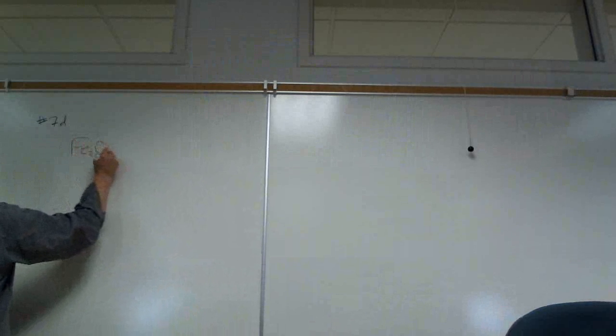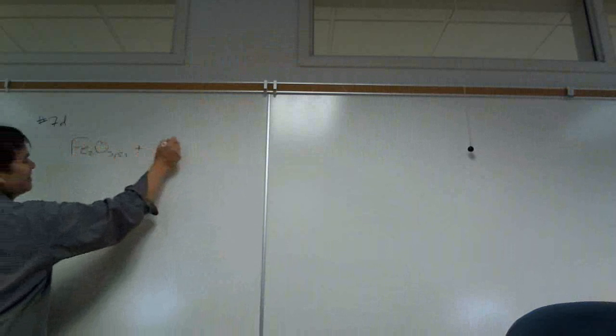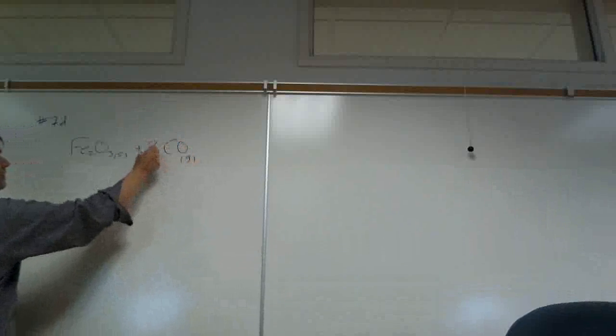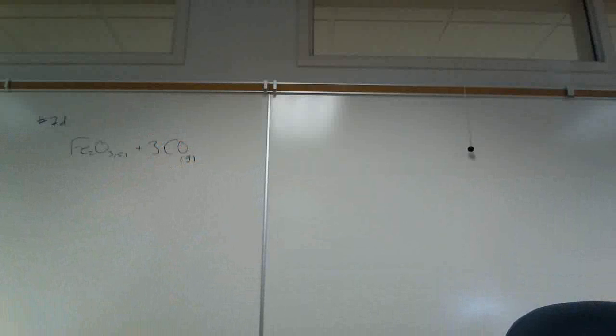Number 7Z. 7? Yeah. Iron oxide. Okay. Iron 3 oxide plus carbon monoxide. But I have another question based on that. So, iron 3 oxide plus carbon monoxide. 3 carbon monoxides. Yields iron solid plus CO2.